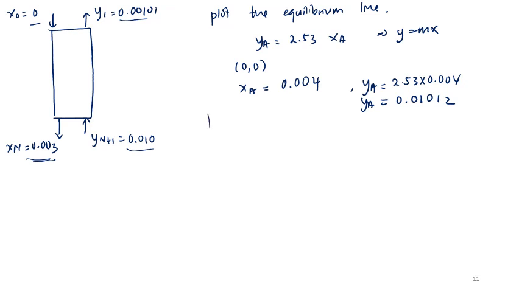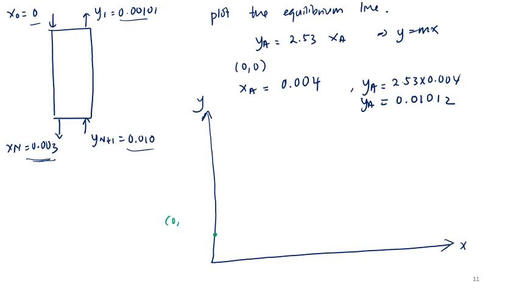So what you want to do now is to plot a graph, with y like this and x like this. Let's plot two lines: one is the equilibrium line, one is the operating line. First plot the operating line. One point is 0 and 0.00101, at the top of the tower, and another point on the operating line is 0.003 and 0.010. So here you get two points. Just draw a straight line, that will give you the operating line.